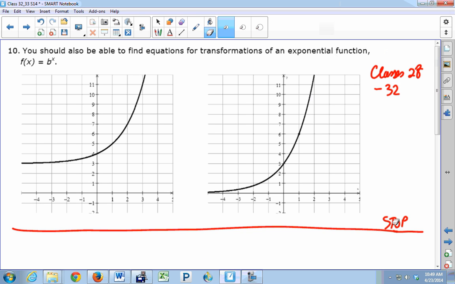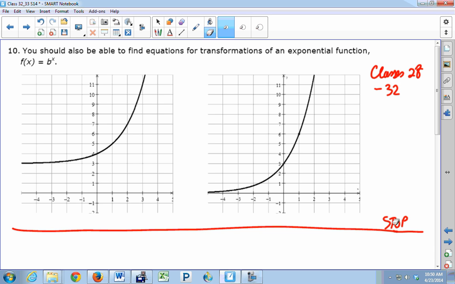So here I'm telling you that both of these graphs represent transformations of some basic graph b to the x. We don't know the value for b yet. So they're going to be transformed, and you have to determine, have I moved them horizontally? Have I moved them up and down the y-axis? Have I stretched them or shrunk them in any way? Those are our transformations.